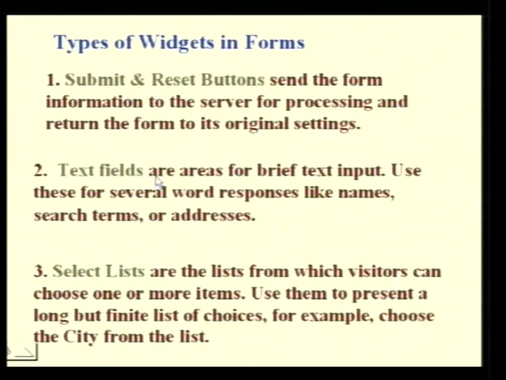Then you have text fields, which are areas for brief text input. Text fields are the areas wherever you put in your first name, last name and so on. Use these for several-word responses like names, search terms or addresses. Then you have select lists, which are lists from which visitors can choose one or more items, like drop down menus and so on. You use them to present a long but finite list of choices. For example, choose the city from the list.